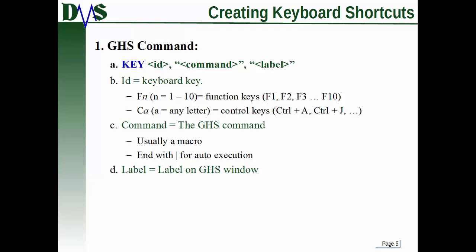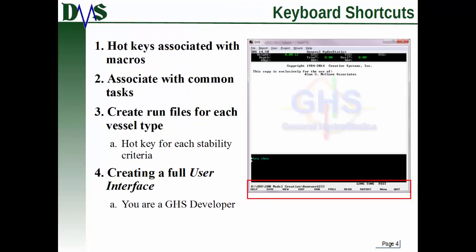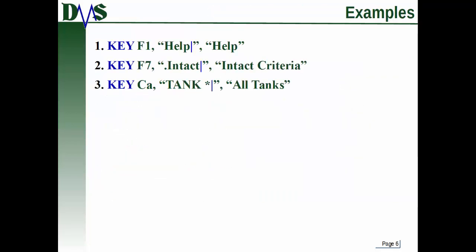And then what we have finally is label. The label is the thing that shows up in the GHS window. So if I go back, you see these items right here along the bottom of the screen? These are the labels. So that's what a label is.